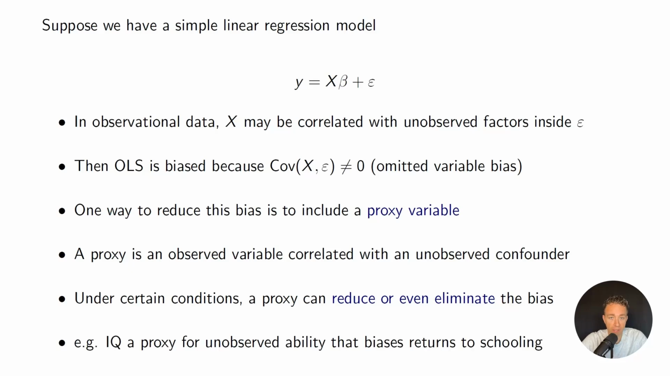An example that is commonly given is we can't see someone's true underlying cognitive ability, but we can see some test score that measures that cognitive ability. Let's include that in our wage returns to schooling analysis, and that can maybe help with the endogeneity of schooling and ability being correlated, which would bias our estimates of the returns to schooling.